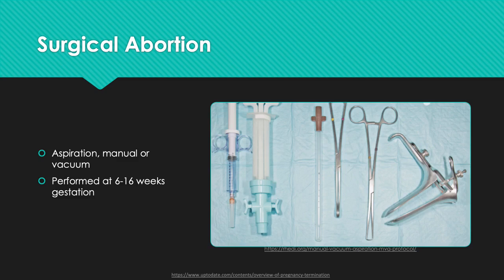Surgical abortion in the first trimester includes aspiration. This can be performed between 6 and 16 weeks gestation. This is when a dilator is placed in the cervix to create a larger opening and local anesthetic is injected. Once the cervix is dilated, a cannula is inserted into the cervix and suction is applied either manually or hooked up to a vacuum device to remove the products of conception. The procedure is brief, usually around 10 to 15 minutes.